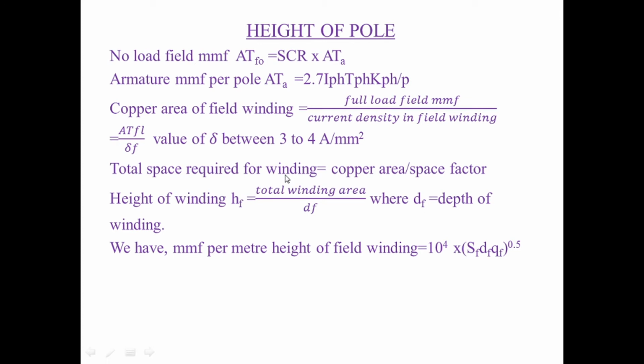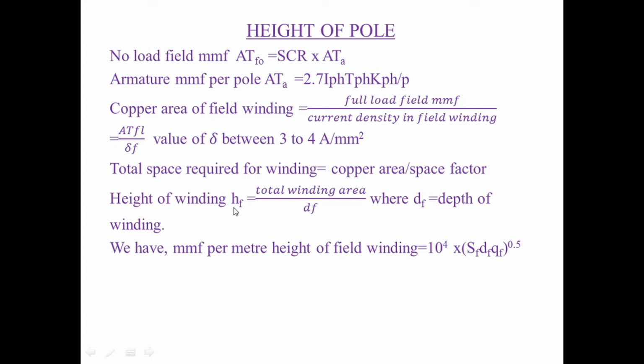Total space required for the winding is copper area divided by space factor. So the total space required for the rotor winding is given by the ratio of the copper area present in it divided by the space factor.